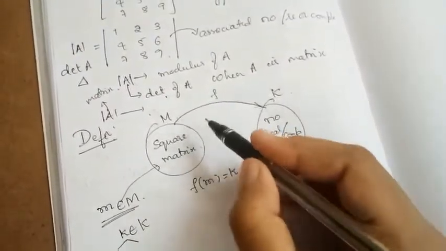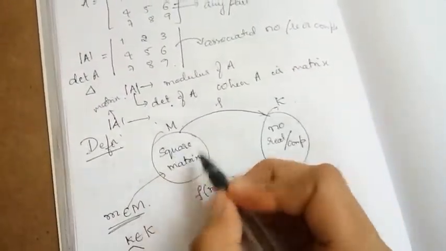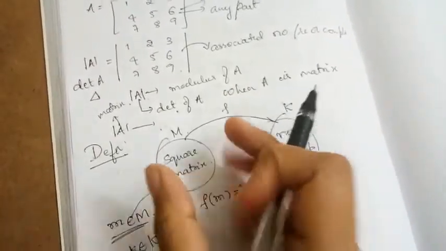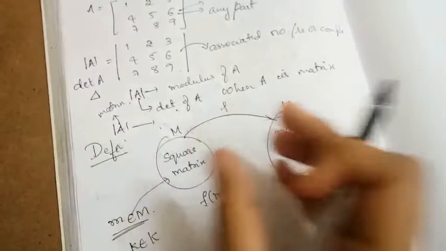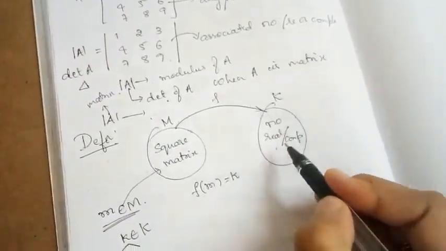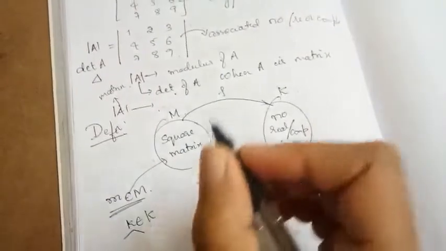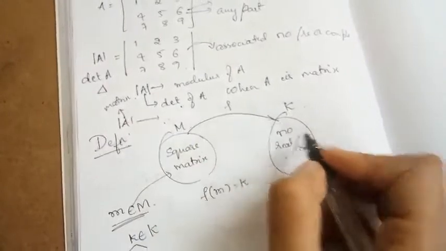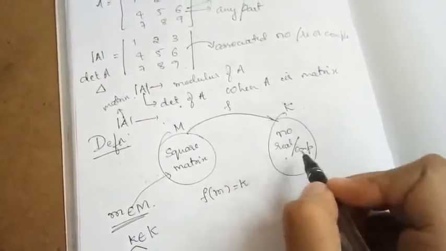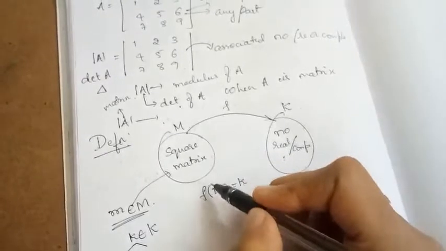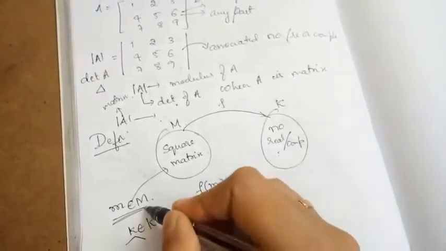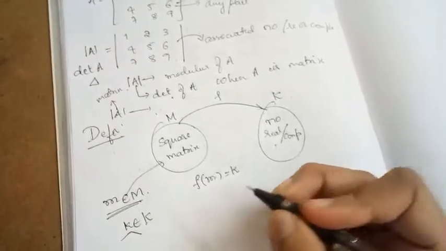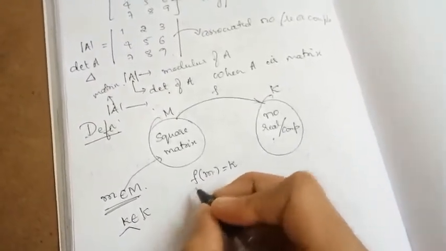So a determinant is a function computed on the square matrix. After applying the function determinant on the square matrix, we are going to get some number, and the association with that number is called a determinant. So this is regarding the definition: a function which is defined from a set of square matrices to a set of numbers consisting of real or complex numbers, which is F of M equal to K, where M belongs to the set of matrices and K belongs to the set of numbers.